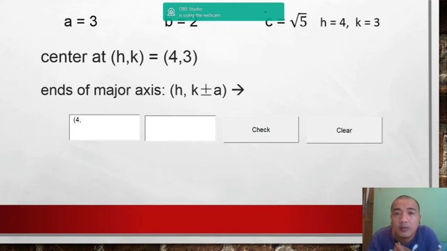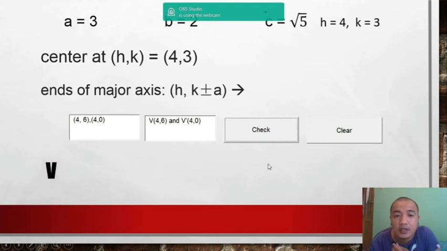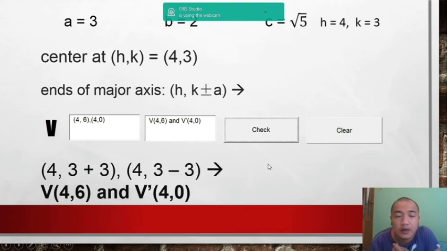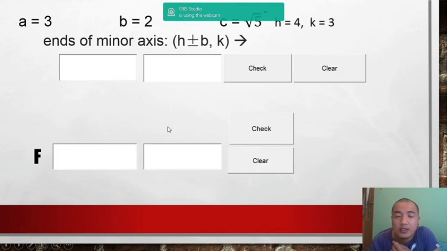K plus a, meaning 3 plus 3, 6. So 4, 6. And then 4, 3 minus a, 3 minus 3, 0. So is it correct? 4, 6, 4, 0. Yes, that's correct. 4, 6, 4, 0 are the ends of the major axis.